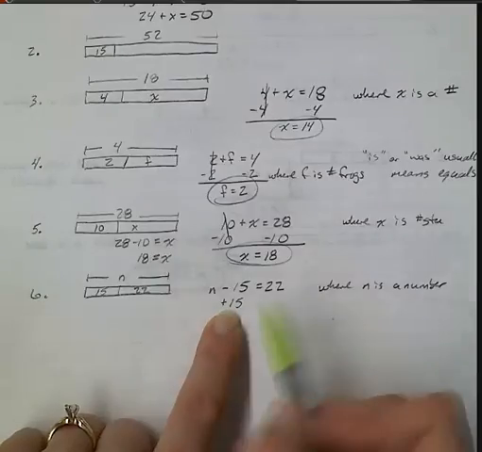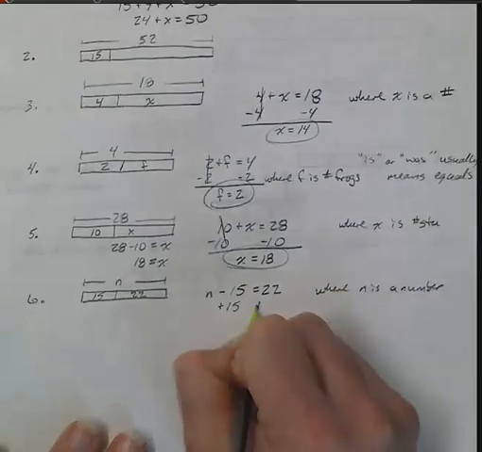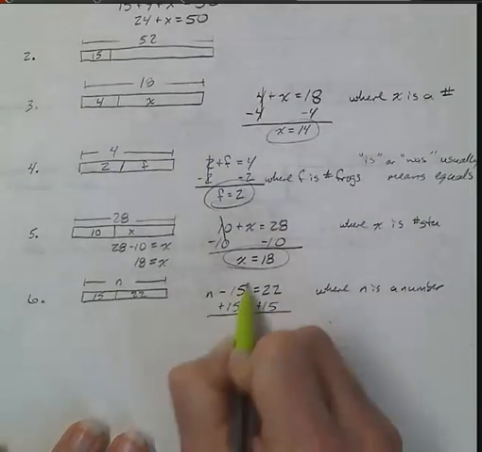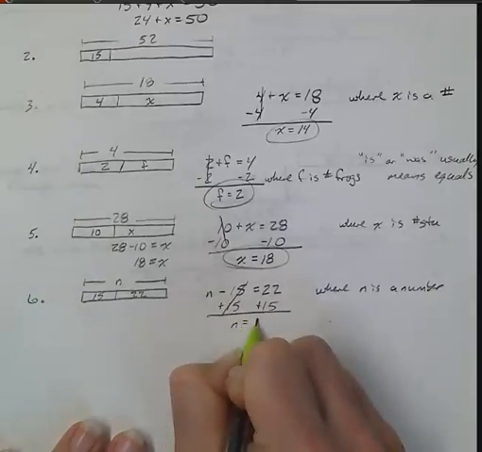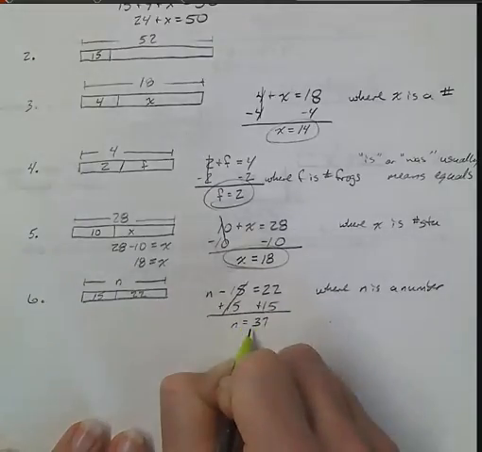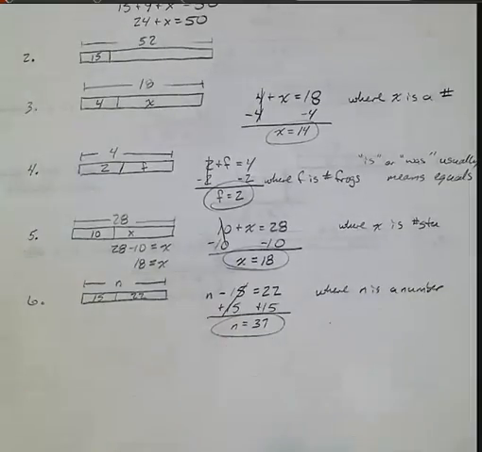Okay. If I add 15 here, what do I do over here? Add 15. Draw a big line. That becomes 0. Additive identity says n is 37. Yay. If I have that number decreased by 15, do I have 22? Yes. That's how we know.